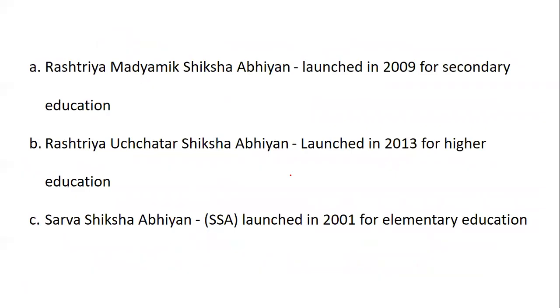So we have three schemes under it. That is Madhyamik Shiksha Abhiyan, which started in 2009. We have Uchchatar Shiksha Abhiyan, that is for higher education, which started in 2013. And we have Sarva Shiksha Abhiyan, that is in elementary education, which started in 2001. So Sarva Shiksha 2001, Madhyamik 2009, and Uchchatar Abhiyan, that is 2013.